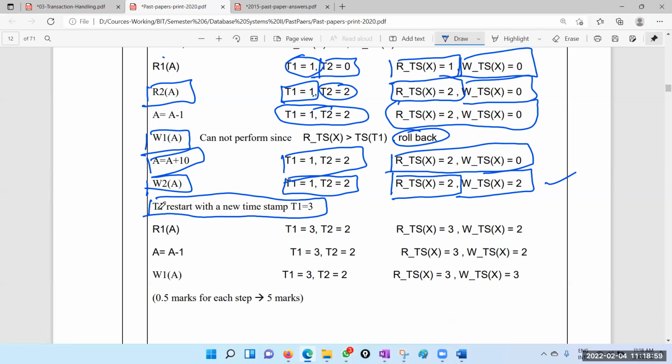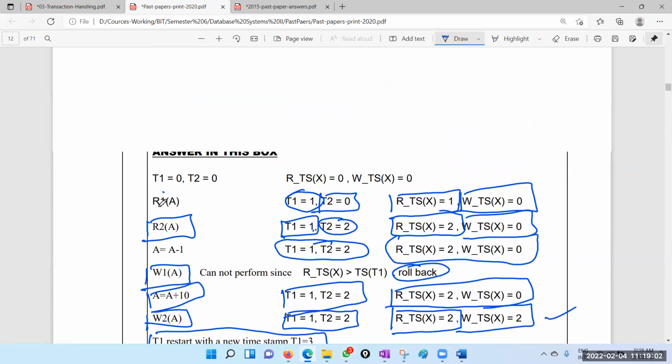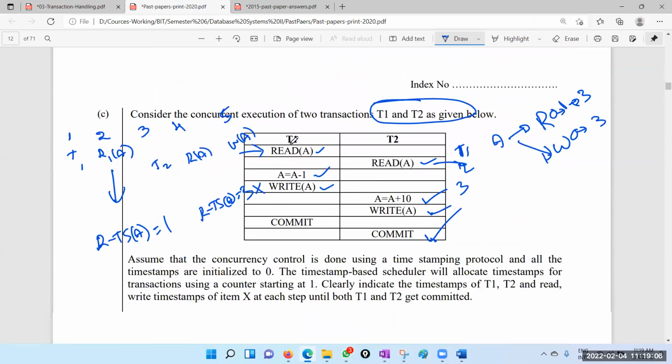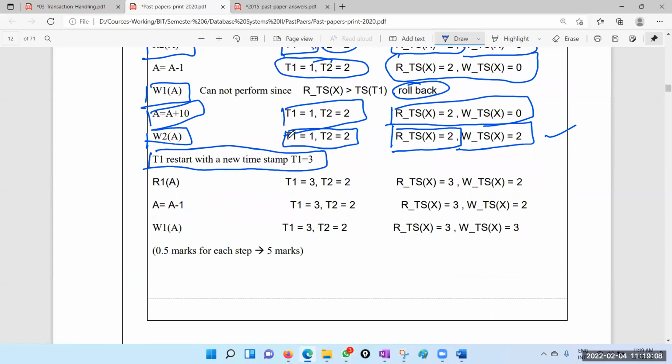Now again it has to start from the beginning. Now the timestamp of T1 is 3. T2 is not changed. Right. Now, when you read, you check both the read and write timestamp.